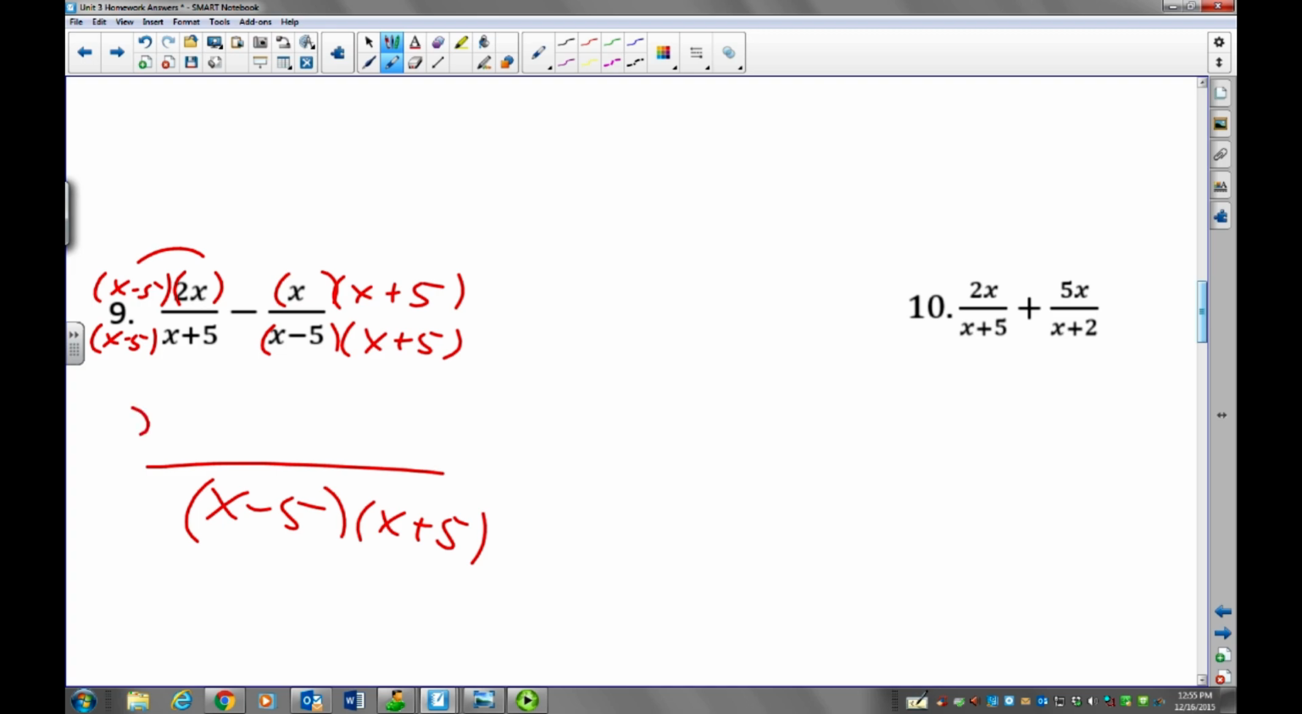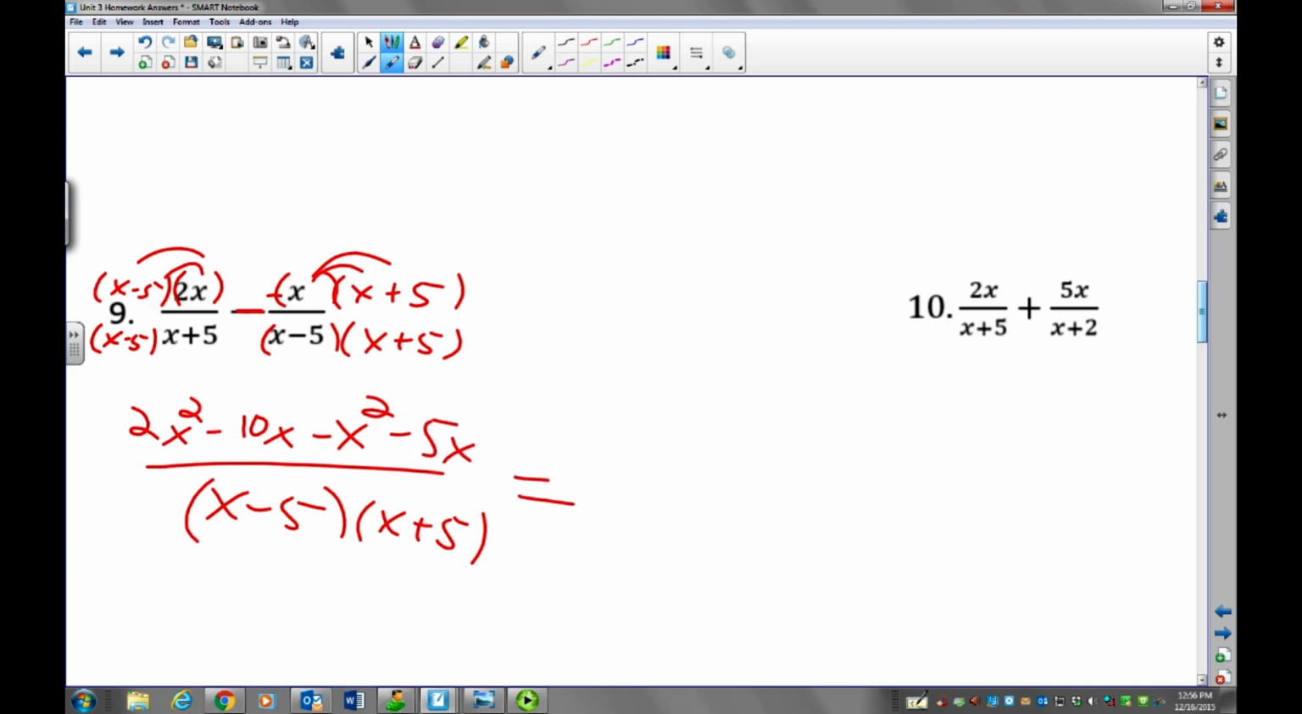So we get 2x times x is 2x squared. And 2x times negative 5 is negative 10x. Over here, x times x is x. Oh, wait a second. Don't forget that negative with the x. So negative x times x is a negative x squared. And then negative x times 5 is a negative 5x.